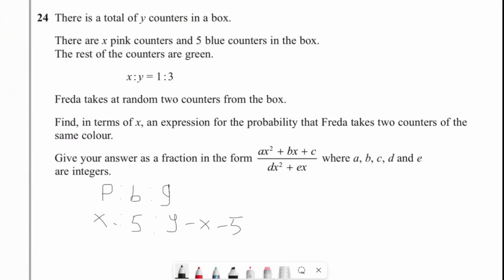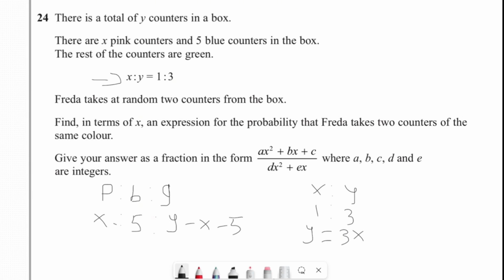Now, we've also got this ratio here. X to y is 1 to 3. So let's quickly write that. X to y, 1 to 3. So that's telling us that a third of all of the counters are pink. And really another way we can write that is y equals 3x.